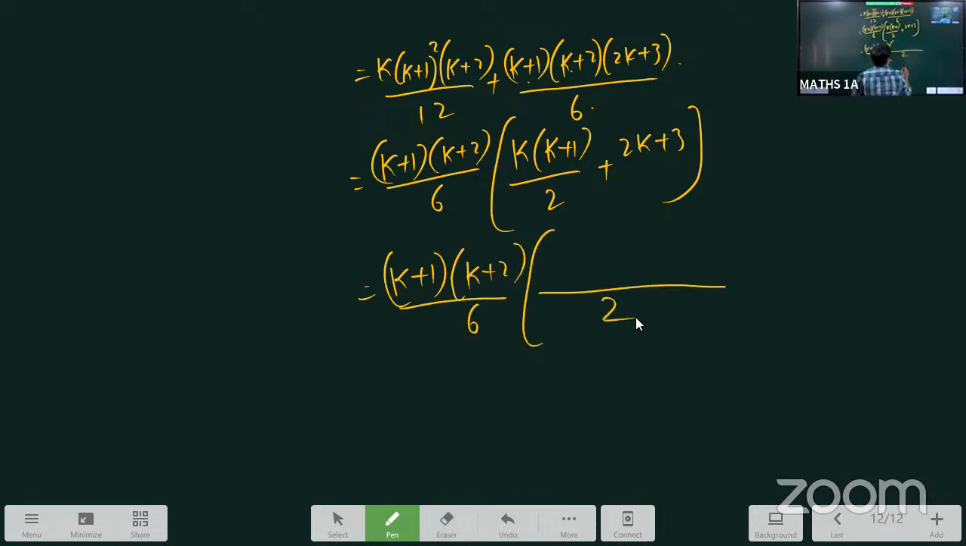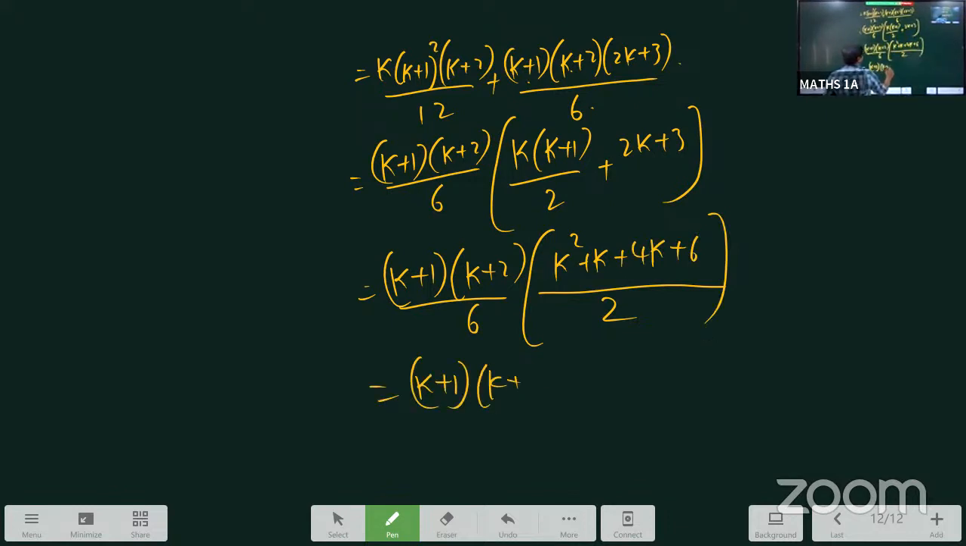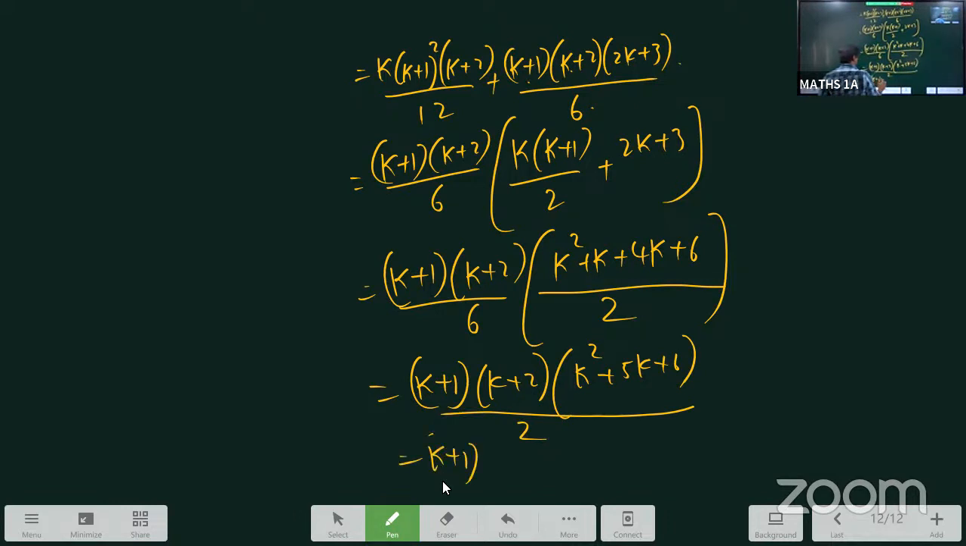And this 2 is your LCM. This is k square plus k, plus 4k plus 2 times 3 is 6. Now k plus 1 into k plus 2 into k square plus 5k plus 6 by 2. That is k plus 1 into k plus 2 into, factorizing, k square plus 3k plus 2k plus 6, divided by 2. Is it clear?